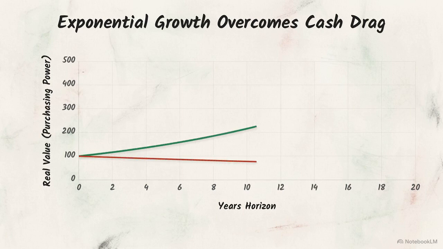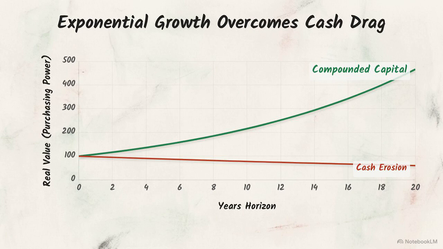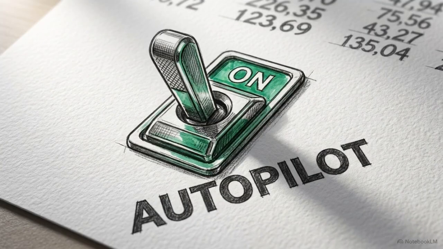While the cash line slowly bleeds out over a 20-year horizon, the invested capital sharply accelerates upward. The interest you earn begins earning its own interest, creating an exponential growth curve. The most accessible way to capture that growth is through a passive, automated strategy.